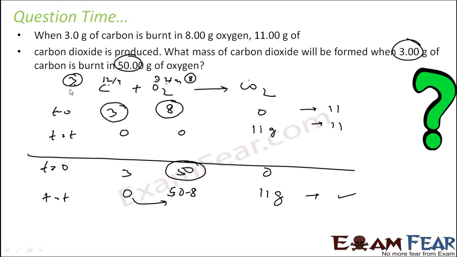So even if these numbers are not given, if you directly have this question that 3 grams of carbon reacts with 50 grams of oxygen, how much carbon dioxide is produced, you should be able to find out using the concept of mole.